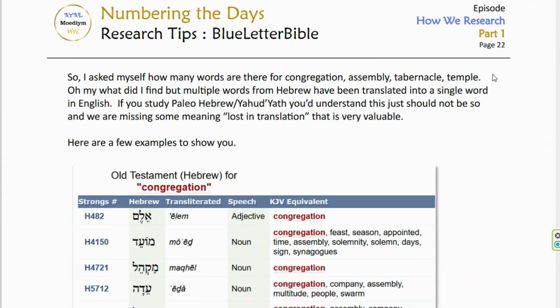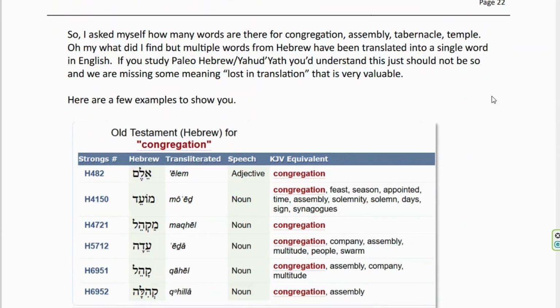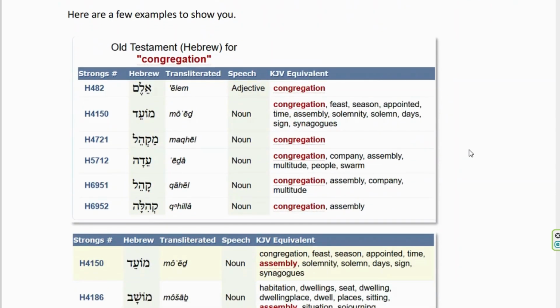So I asked myself, how many words are there for congregation, assembly, tabernacle, and temple? Oh my, what did I find but multiple words? All kinds of multiple words have been translated into the single word that I read in the King James Bible in English. If you study the original languages, you would understand this, and it should not be so, because we are missing some meaning lost in the translation that I believe is very valuable.